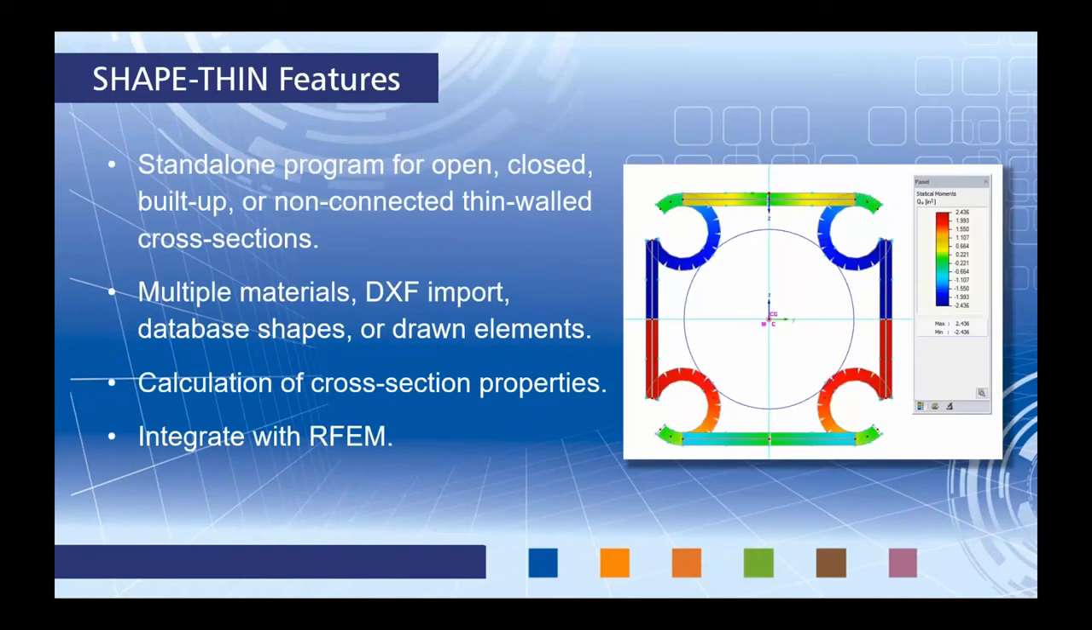So regarding Shape-Thin, this is a standalone program for open, closed, built-up, or non-connected thin-walled cross-sections. So if we have unique cross-sections that we don't have available within RFEM, well, then we can utilize Shape-Thin for this. Now you can create custom cross-sections with multiple materials. We can import in a DXF file, which is what we'll do today. You can choose database shapes to create a built-up section, like from the AISC, the ADM, the CSA standard, or you can completely draw your elements yourself. Now the purpose of Shape-Thin is to calculate the cross-sectional properties, and then from here we integrate this custom cross-section into RFEM with our full structure.